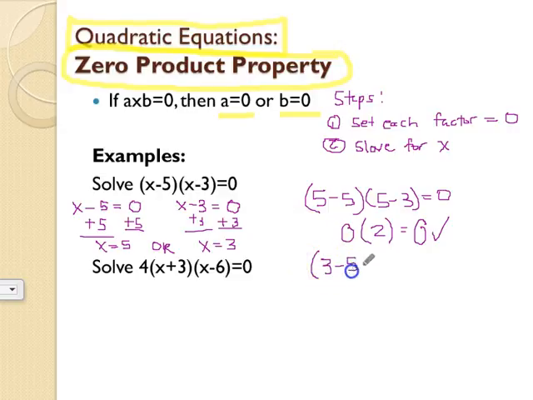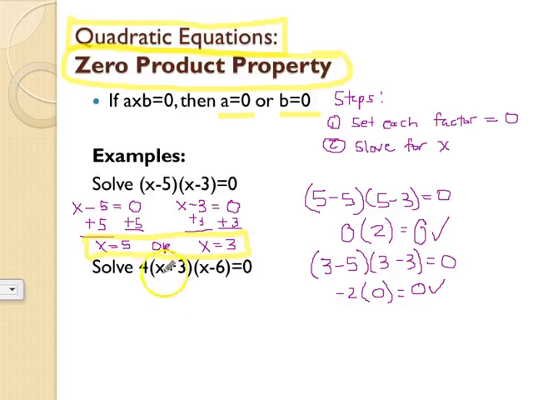Or on the other side, we could have had x equals 3 as our other possibility. We'll plug in 3 for x. 3 minus 5 is negative 2. 3 minus 3 is 0. What is negative 2 times 0? It is 0, so that worked. So our two solutions are x equals 5 or x equals 3. And again, the steps that we use are we set each factor equal to 0 and then we solve for x. So let's try that second problem.